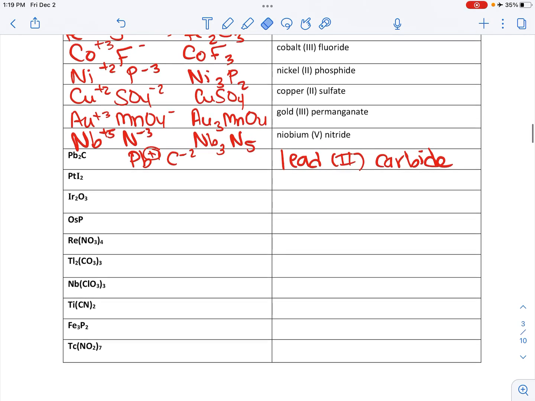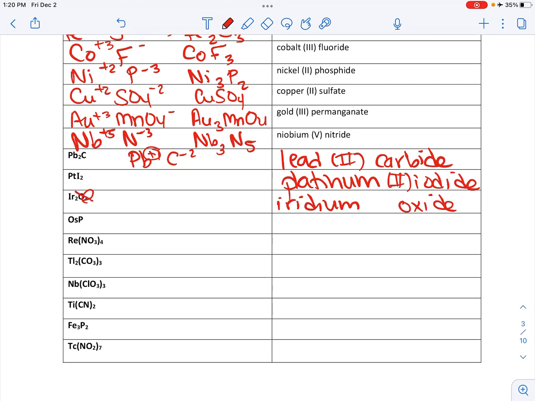Okay, Pt is platinum and iodine. So our 2 choices for platinum would be plus 2 and plus 4. Crisscross your charges back. It would be a 2. This is iridium. And this is oxide. So iridium, the choices are plus 3 and plus 4. You can see we're going to use that 3. We go back to 3.